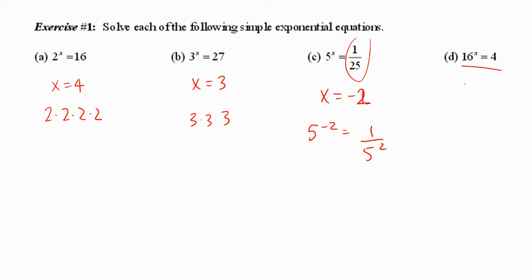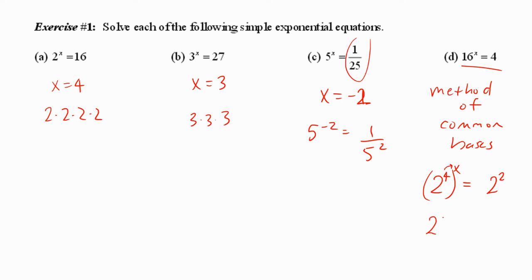And this is going to lead us to this method of common bases, where we need to rewrite the 16 and the 4 using a common base of 2, where 2 to the 4th power is 16 and 2 squared is 4. But this isn't what the equation says. It doesn't say 16 equals 4. It says 16 to the power of x equals 4. So now I have to distribute this x, and I get 2 to the 4x equals 2 squared.